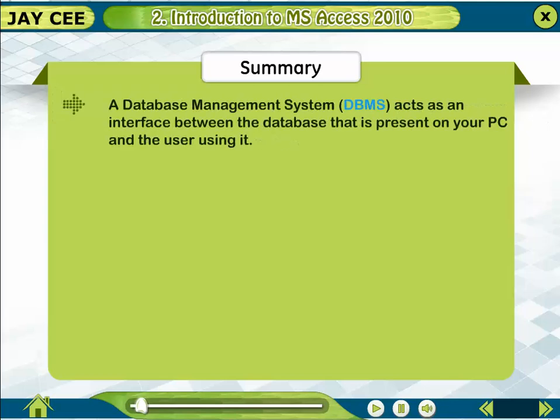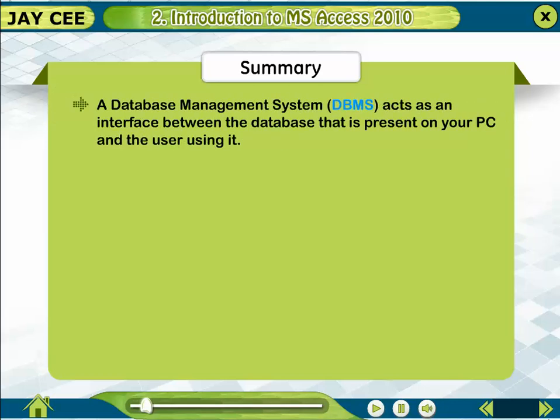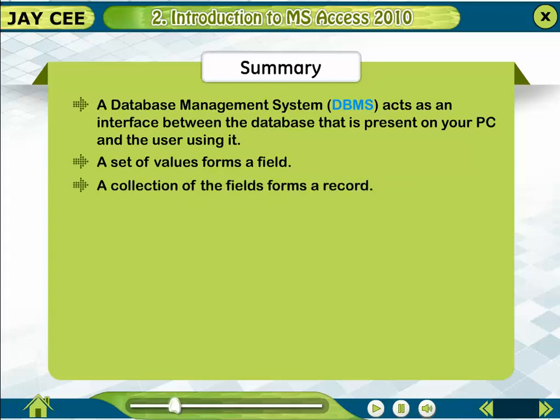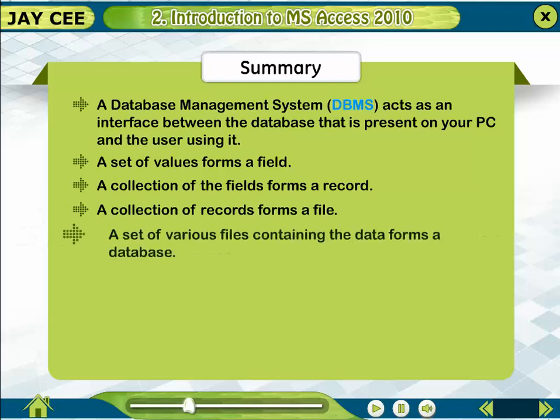Summary. A database management system, DBMS, acts as an interface between the database that is present on your PC and the user using it. A set of values forms a field. A collection of the fields forms a record. A collection of records forms a file. A set of various files containing the data forms a database.